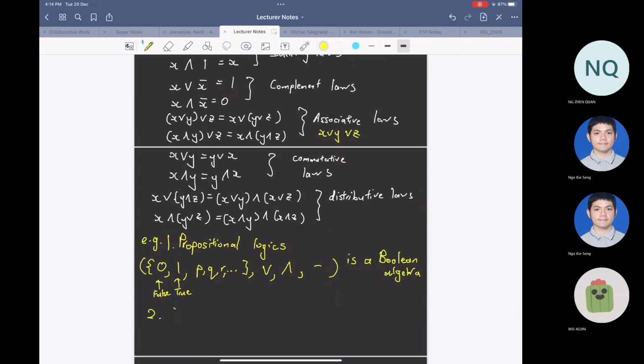Second, we also see that in set theory, sets satisfy similar properties and have the same tables. In set theory we also have 0 and 1: 0 is the empty set, and 1 is the universal set.